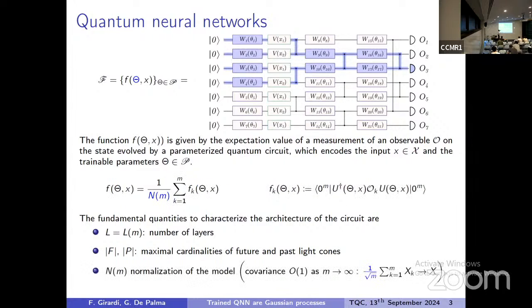And finally, as I said, the normalization is the last important quantity of the architecture. This normalization is chosen so that in the limit of an infinite number of qubits, the covariance of this function, covariance because the parameters are randomly initialized, will be order 1. To have just an intuition about the need of this normalization, constant if m is fixed, think of the case when we sum IID random variables. In that case, you perfectly know that the normalization that we need is 1 over square root of m in order to have a non-trivial limit.